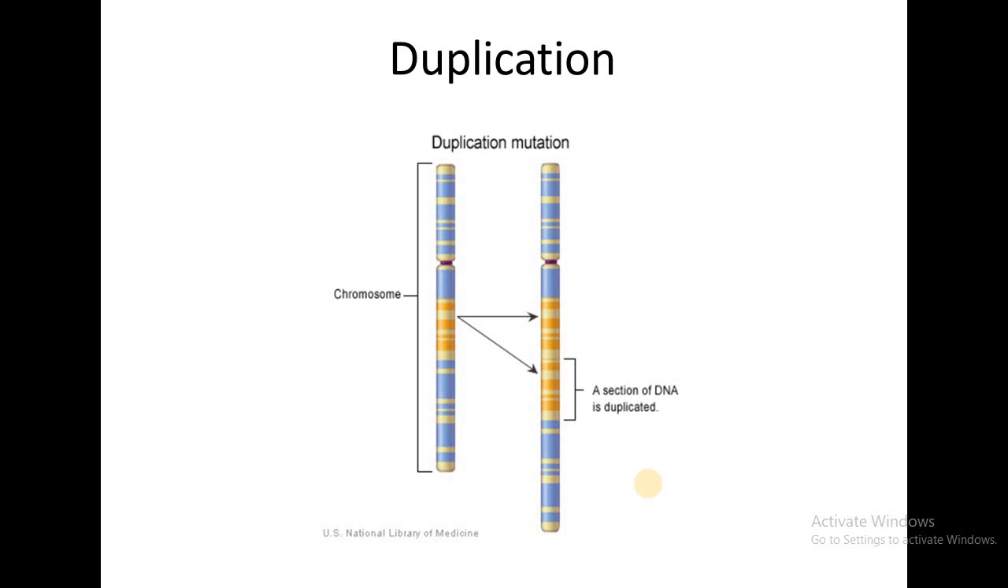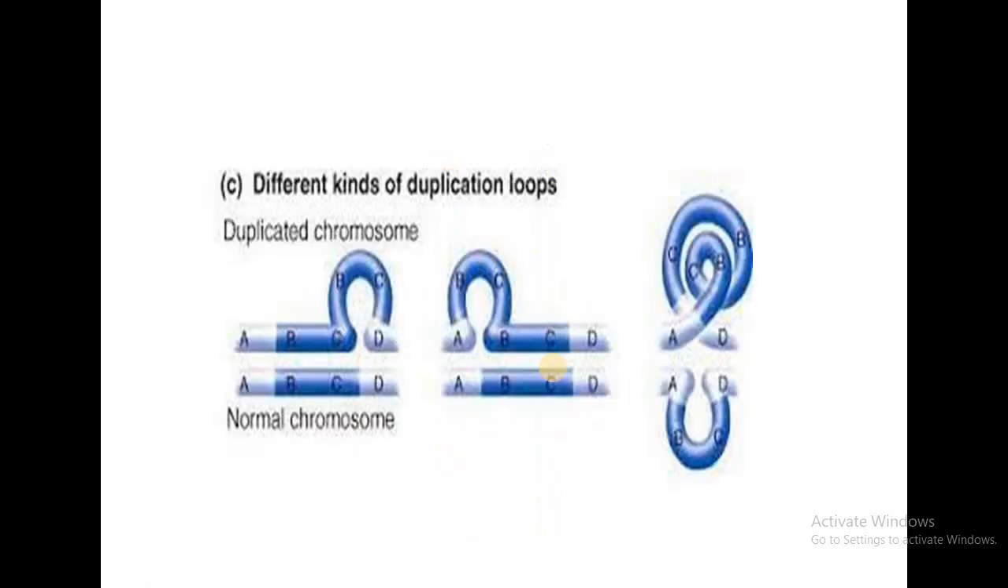Next is duplication. Duplication is the chromosomal aberration where a segment is repeated. You can see this segment is repeated, that is, it is duplicated, and this is what is called duplication. Hence a set of genes that is present will be doubled. You can see this segment of genes is duplicated and doubled. During meiosis, the duplicated segment also forms a loop, which is called a duplication loop.